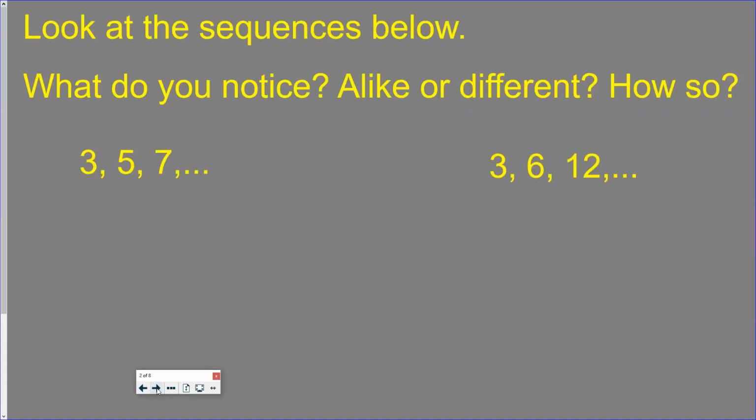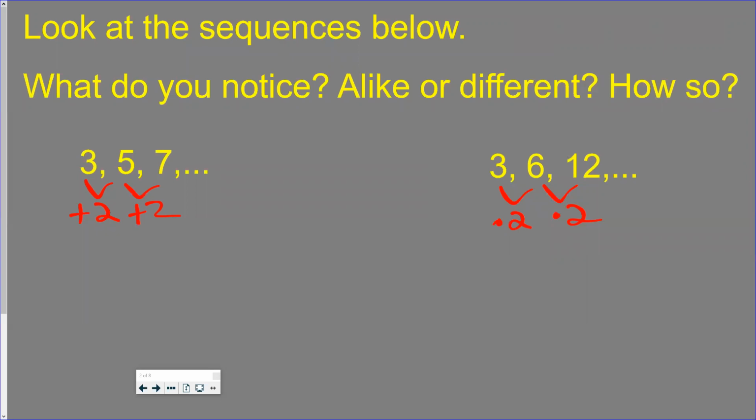All right, so look at the sequences below. What do you notice? What's alike? What's different about these? So on the first one here, I'm seeing that we are adding 2, adding 2. So we're adding and we're increasing. Where on the other side, we are multiplying by 2, multiplying by 2. Both of them are going by 2s, but one's adding, one's multiplying.